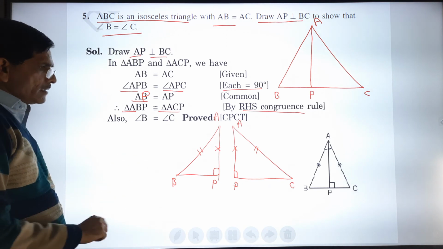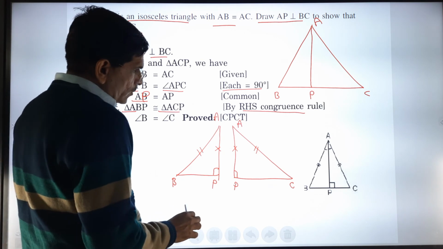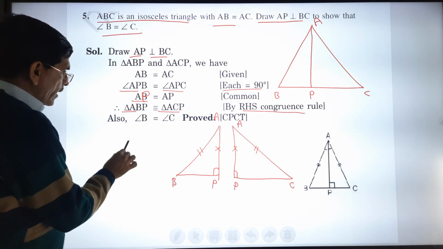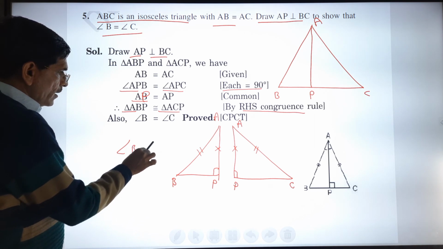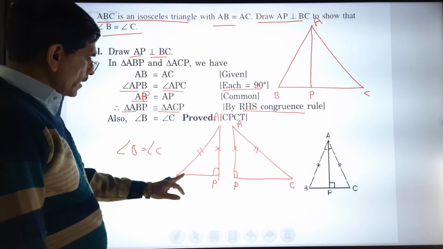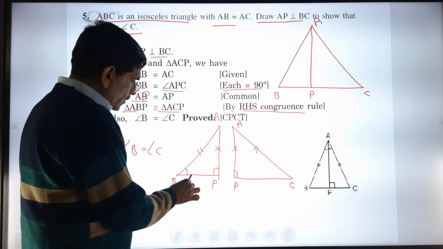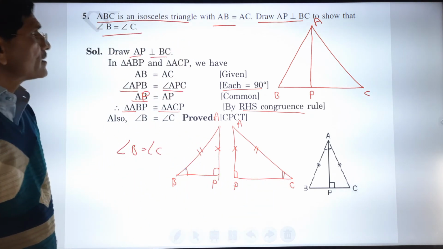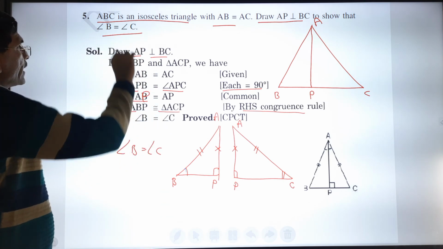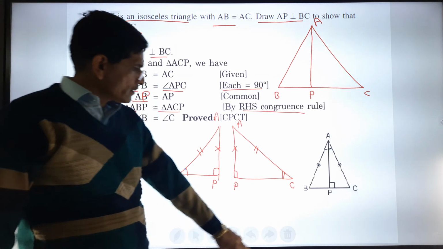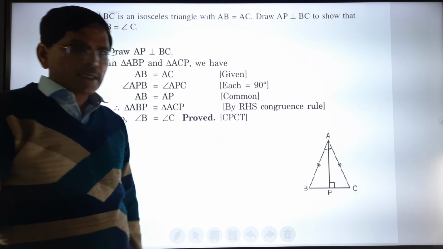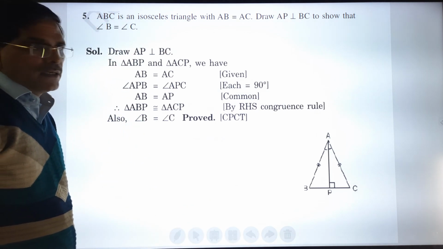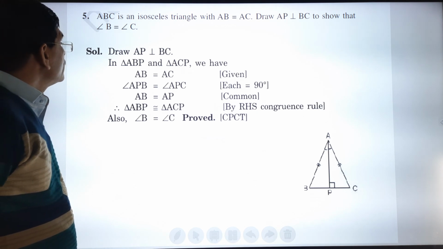If two triangles are congruent, then according to CPCT, corresponding parts of congruent triangles, angle B is equal to angle C. Hence, we have proved that angle B is equal to angle C. I hope you have also understood this. So exercise 7.3, all sums are easy, not too hard. Write it now.